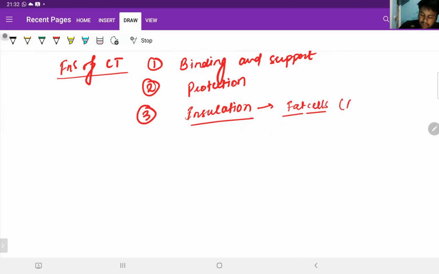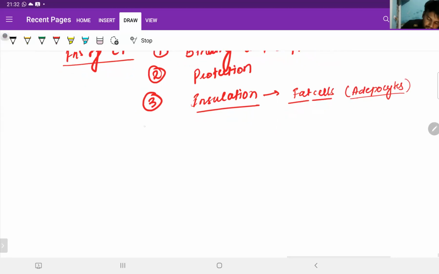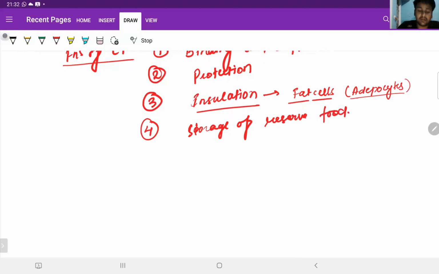Fat cells, or we call them adipocytes, right? Fat cells or adipocytes can be involved in the storage of reserve food, right? Storage of reserve food. They can be involved in the storage of reserve food. And fifth, like these fat cells only, right? They are not only acting as insulators, but they are also involved in the storage of fat, right?